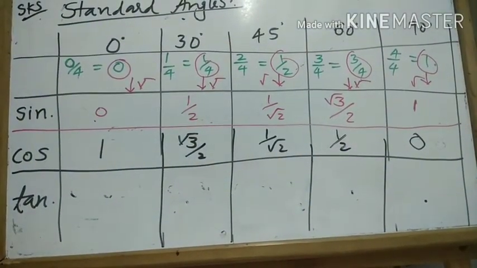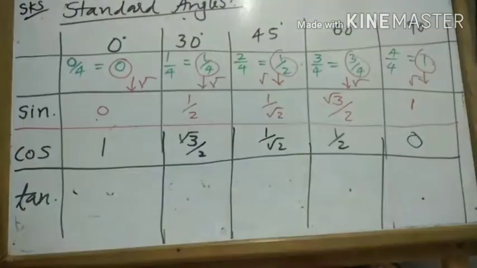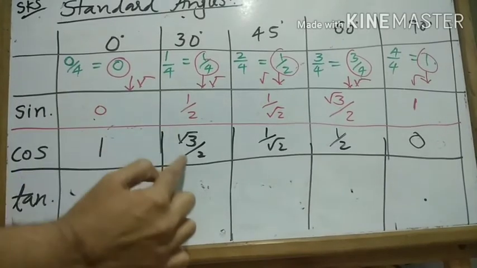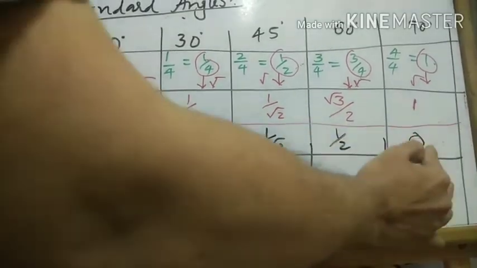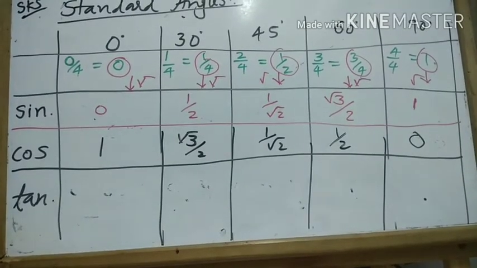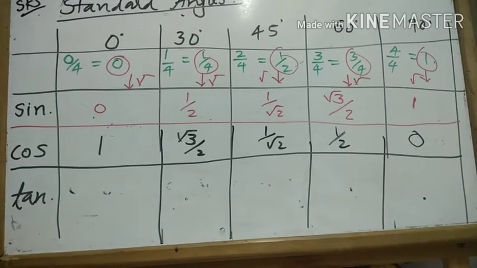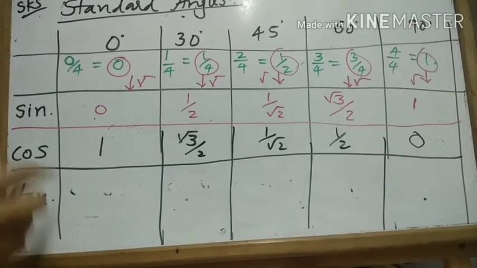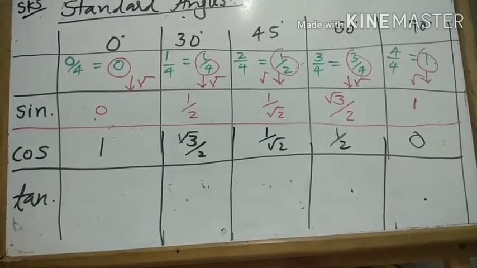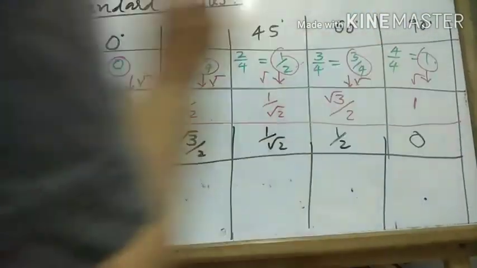What is the trend in cos theta? See here, 0 degree, 30, 45, 60, 90. What happens to cos? 1, root 3 upon 2, 1 upon root 2, 1 upon 2 and 0. So the trend of cos theta is, as theta increases, the value of cos decreases. Now coming to the topic of tan theta, how to calculate the value of tan theta. If you remember the fourth result, I would just remind you what that result was.